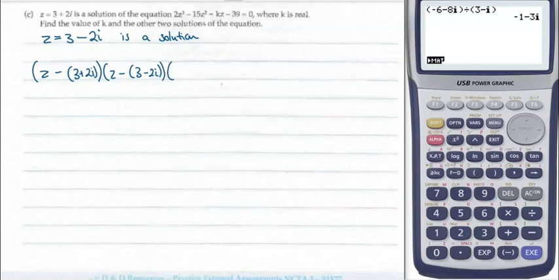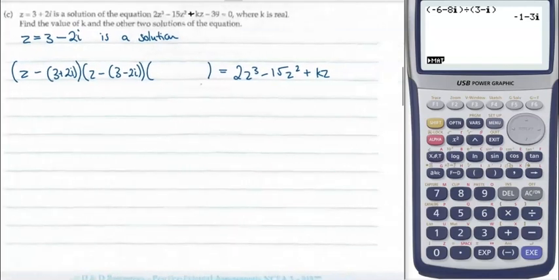And there will be a third factor that will equal 2z cubed minus 15z squared minus kz. I'm just going to go back and check the printout. I think that might not have picked up the printing properly. Just 1 second. Yeah, that's a plus kz. Just here, that's a plus. So let's pop that there as a plus, minus 39.